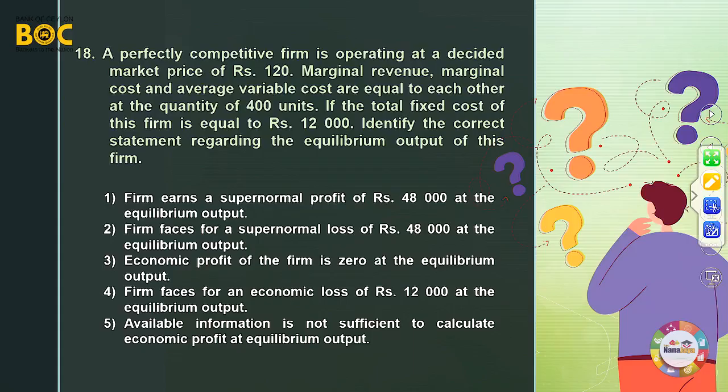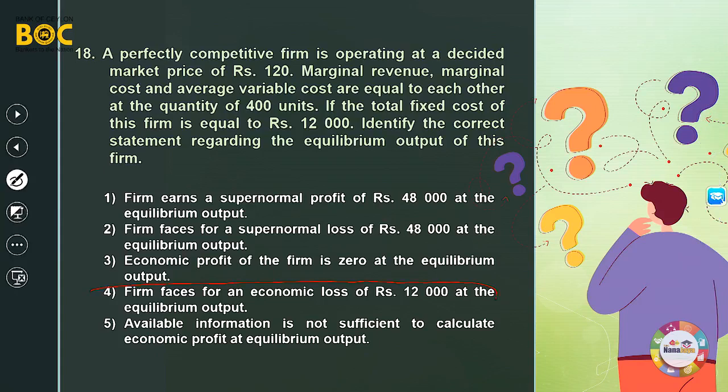So, therefore, the firm is at a loss of rupees 12,000. The firm faces an economic loss of rupees 12,000 at the equilibrium output. So, answer number 4 is the answer for question number 18.